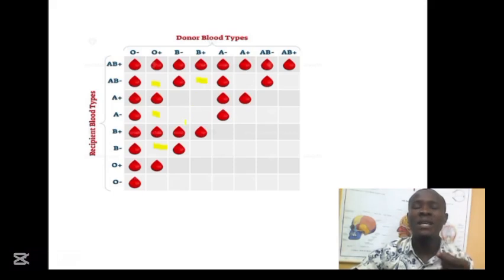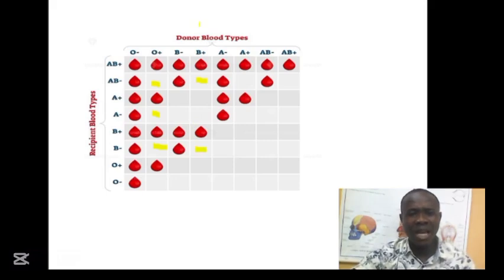And we said B can give blood to another B. Since this one is negative, it is giving blood to B positive and B negative. But the positive here is allowed to give blood only to another B that is positive, not the B that is negative. So that's why you are seeing here the B negative is empty, because the one giving the blood here is positive. And we have the A negative.